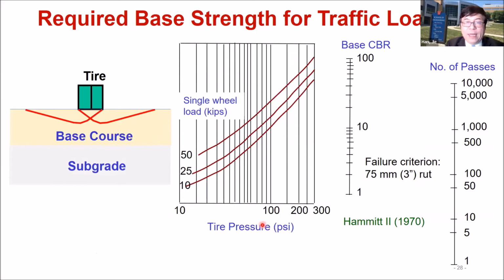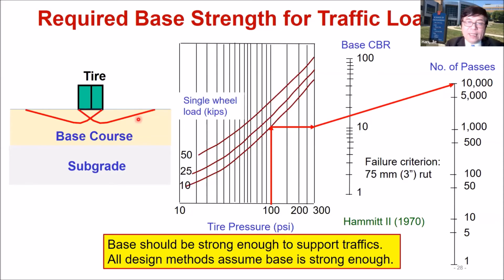So for this case, if we know the tire pressure here, I apologize for the English units here, but just for illustration, if you know the wheel load, they go there and find out the base CBR value, and you can figure out the number of passes this base course can carry. The base should be strong enough to support traffic.